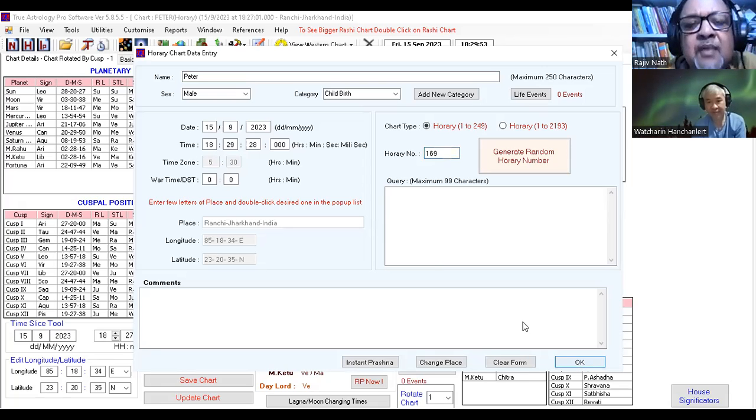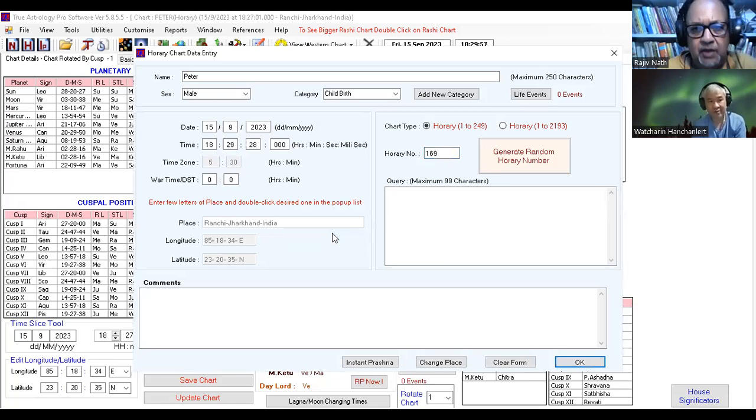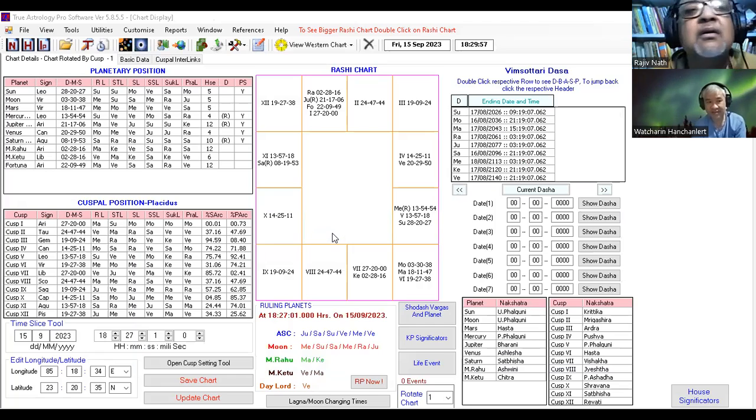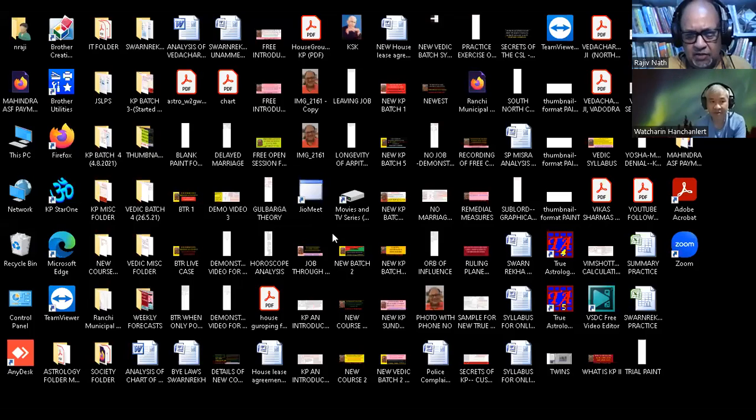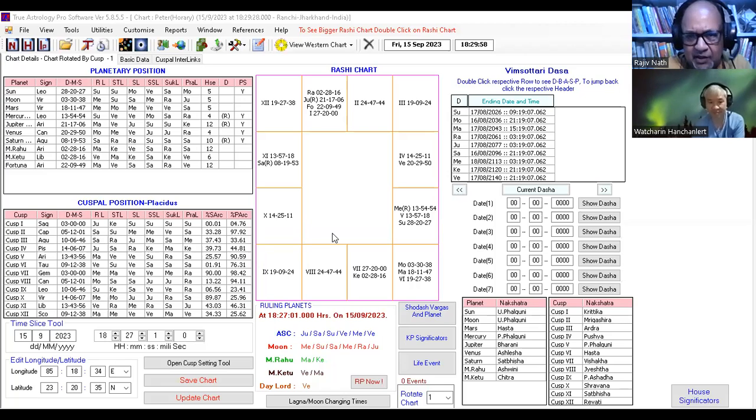Do you want to save the chart? Yes. Data saved. Oh, where is it gone? Disappeared. It must be somewhere. I think it will come. Oh, yeah, it's come up, sir. It has not come up for me. Has it come up for you? Yeah, it came up for me, sir.